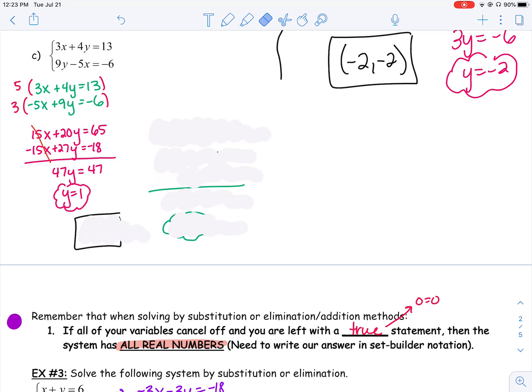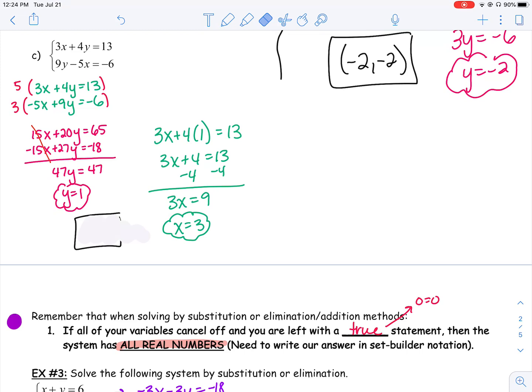All right, we need to figure out what x is. Now that I have y equals 1, I should be able to go back to my original equation and plug y equals 1 into either of those to figure out what x is. It looks like I chose the top equation, so I have 3x plus 4 times 1 instead of y equal to 13. 3x plus 4 equals 13. I can subtract 4 from both sides. I end up getting 3x equals 9, and I can divide both sides by 3. 9 divided by 3 is 3, and so I end up getting x equals 3.